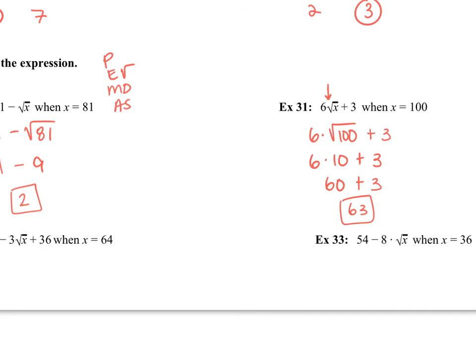Give examples 32 and 33 a try. Pause the video. When you're ready to check your answers, press play.